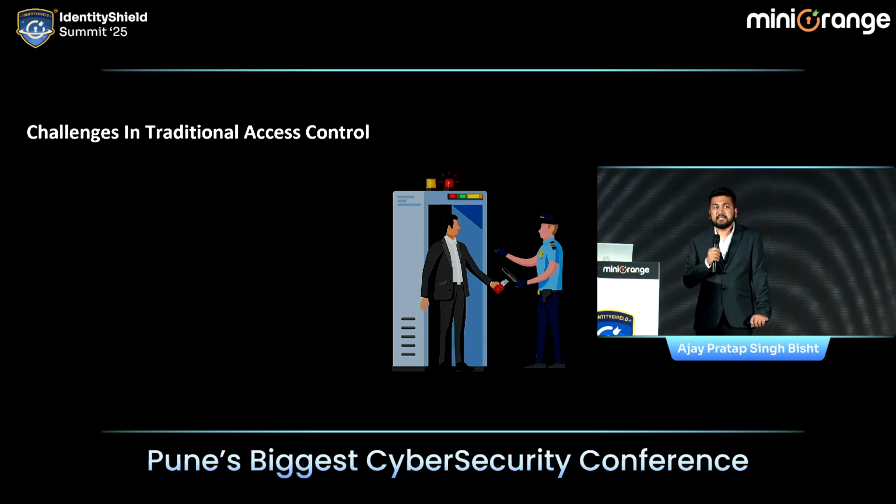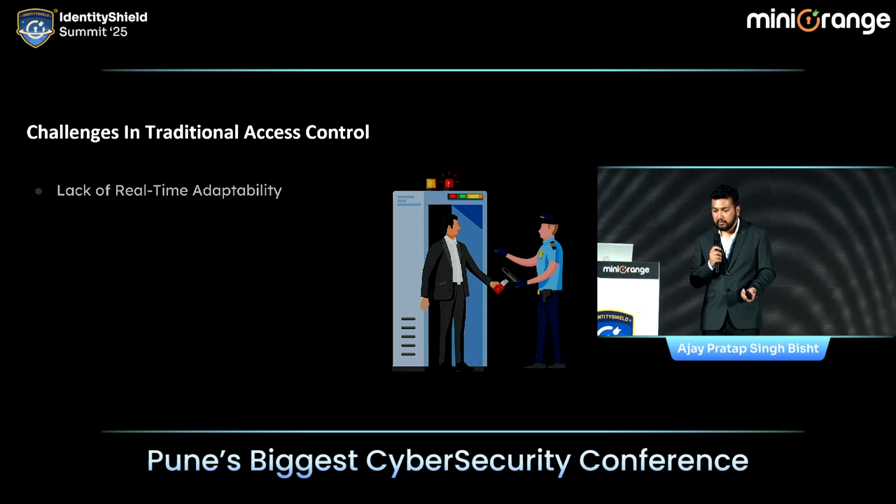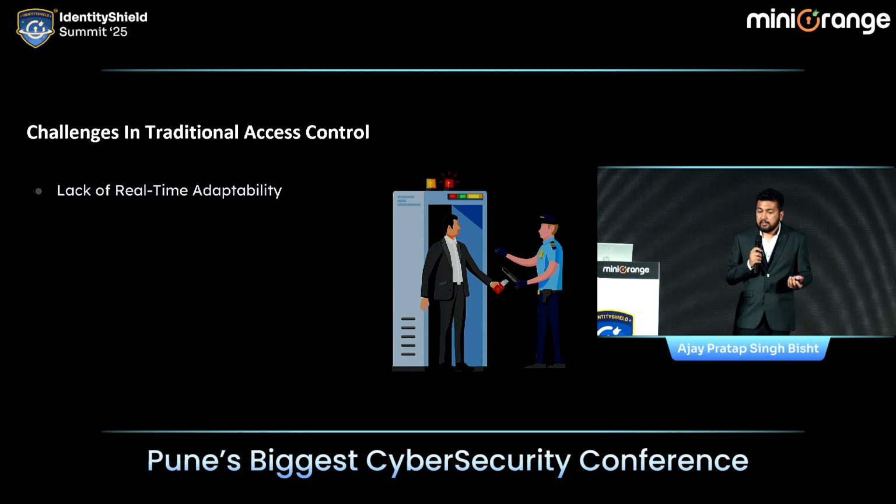So basically, if we are evolving into something next, like real-time access control and real-time role-based access control, there must be some challenges in the current approach. That's why we are evolving into the next phase. So what were the challenges? The lack of real-time ability was the biggest challenge.